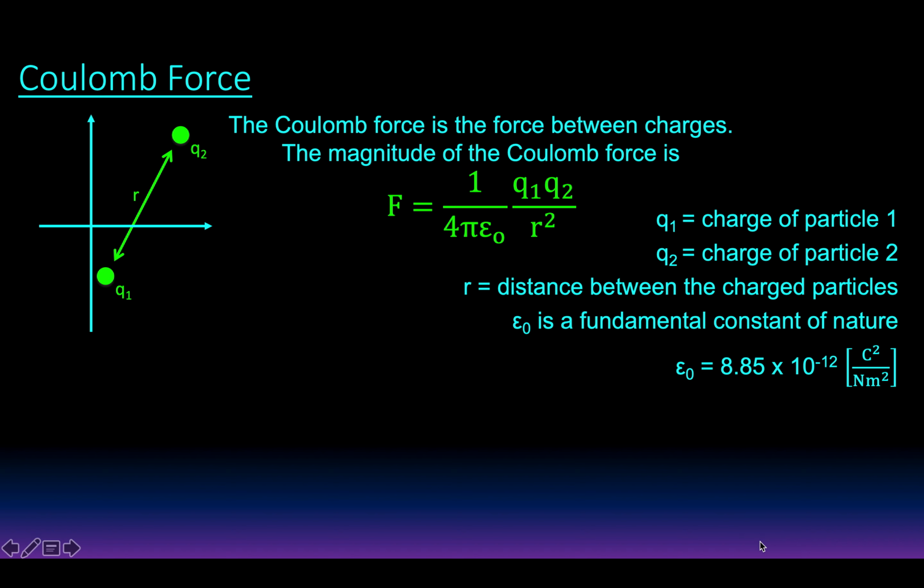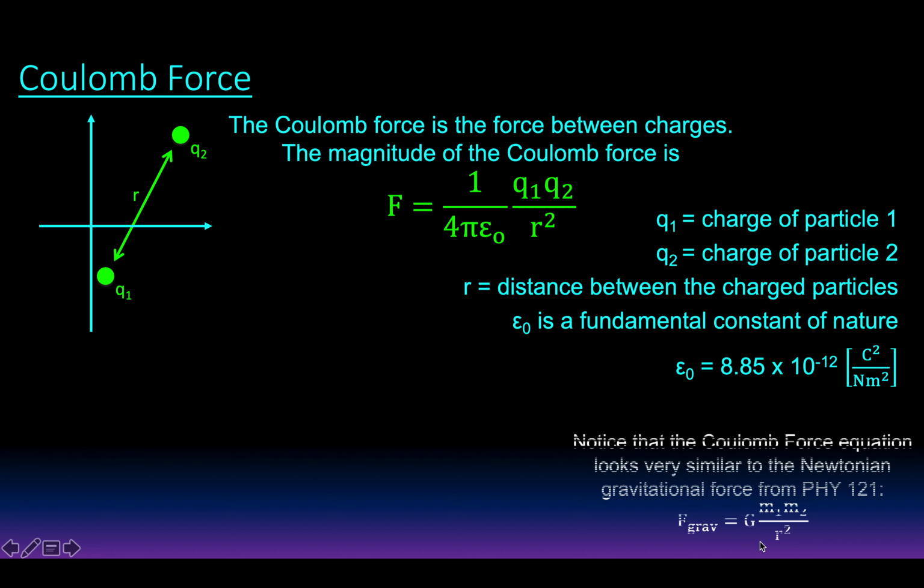If I look at this equation, it very strongly might remind us of the gravitational force that we learned about in Physics 121. The strength of the gravitational force is G times m1 times m2 over r squared. The Coulomb force looks very similar to the gravitational force. Instead of the mass of particle 1 and the mass of particle 2, we have the electric charge of particle 1 and the electric charge of particle 2. We also have 1 over r squared.